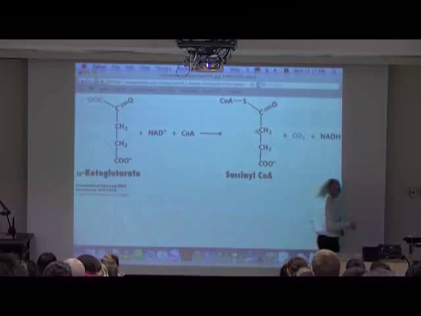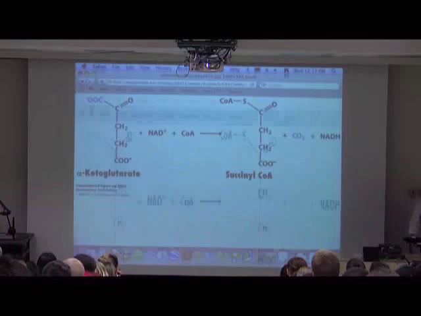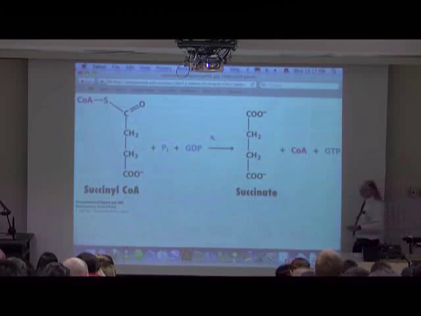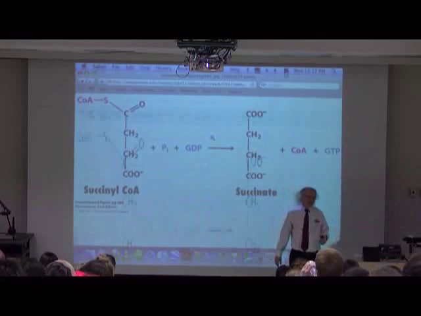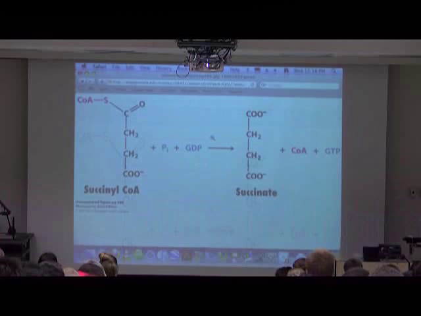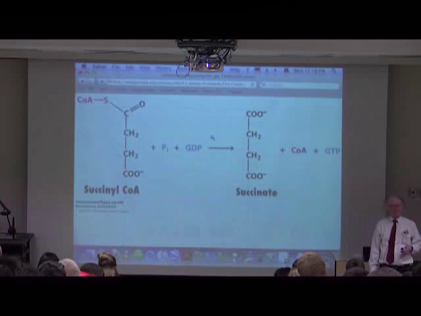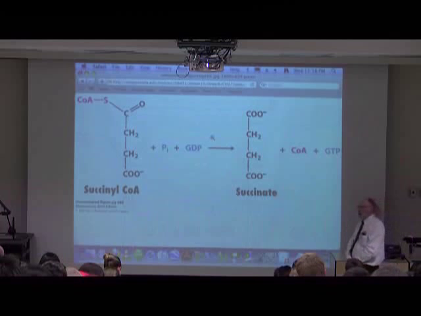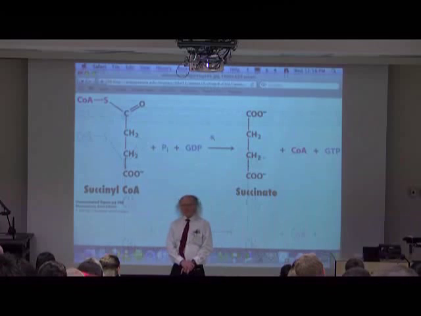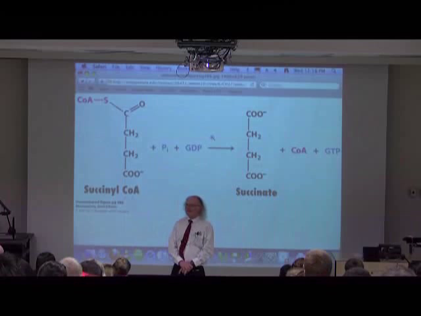Okay? All right, so far we've made two NADHs. We've lost two carbon dioxides. We've also now made a high energy bond, and that high energy bond is used to catalyze a reaction that involves a substrate level phosphorylation. How did I define substrate level phosphorylation last year? Anybody remember? Anybody know where we saw substrate level phosphorylation? Does anybody remember anything? Jody?